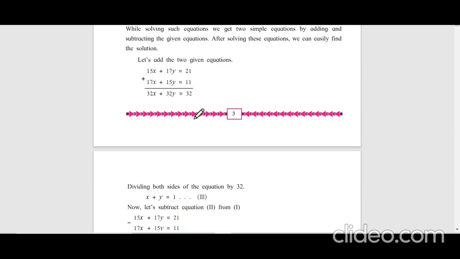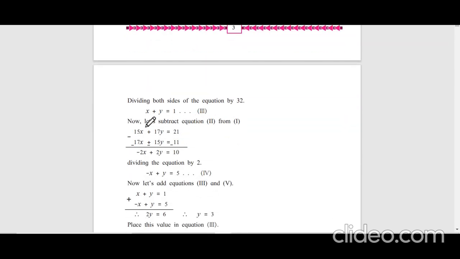Then बाद में क्या करना है? Dividing to simplify. तो divide करोगे तो क्या आएगा? X plus y is equal to 1. Now we need to subtract second and first equation. तो subtract करोगे तो 15 में से 17 गया, right? We are going to change the signs. 17 has a plus sign, तो minus डाला. यहाँ पे भी plus है तो minus डाला. यहाँ पे भी plus है तो minus. तो 15 minus 17 is minus 2. 17 minus 15 is positive 2 and 21 minus 11 is 10, right?